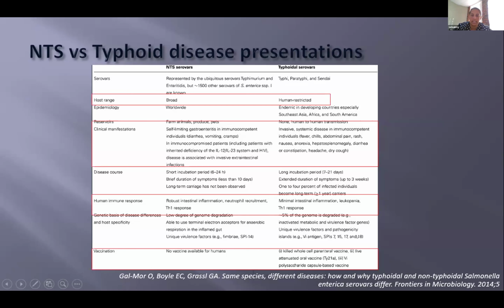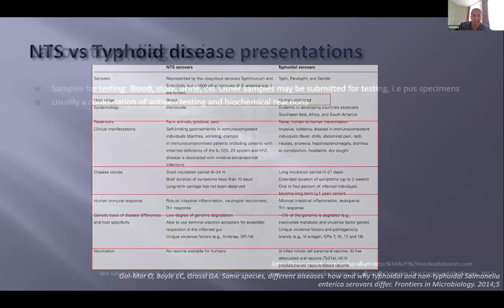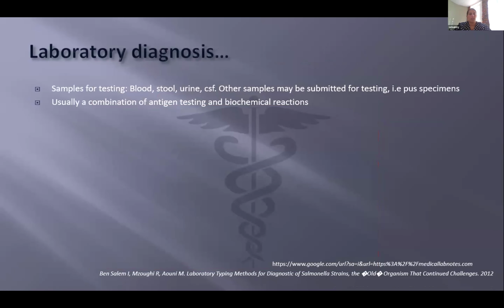Yeah, so this is just a slide to highlight the differences between NTS and typhoid because they are two completely different clinical entities. So in terms of laboratory diagnostics, you can send samples for testing in the form of blood, stool, urine, CSF, and other samples may be submitted like pus specimens, but obviously they would pick that up on routine culture. And usually it's a combination of antigen testing and biochemical reactions.